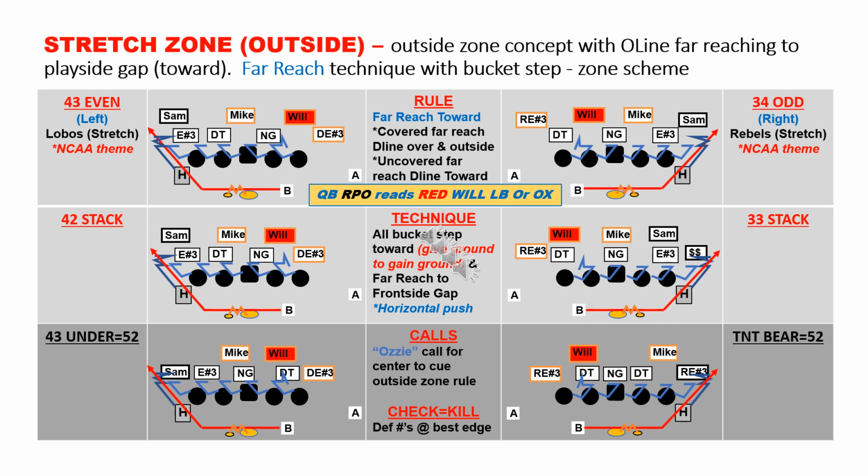Quarterback RPO reads the Will backer or the Ox, whichever one we have best access with. The simple call here, if that's part of your system, is an Aussie left or right.